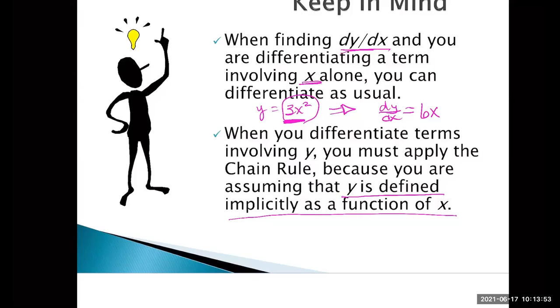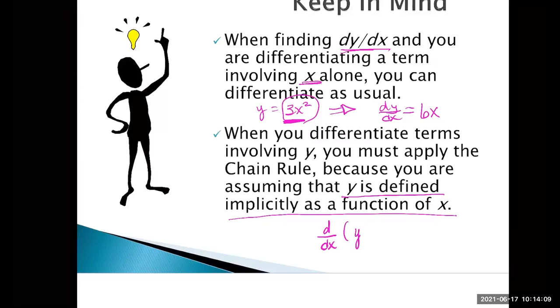So that means that if I find the derivative with respect to x, excuse me just a second. Sorry about that. I had to cough for a second.